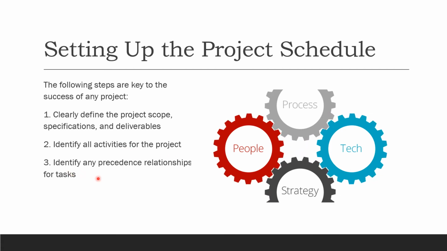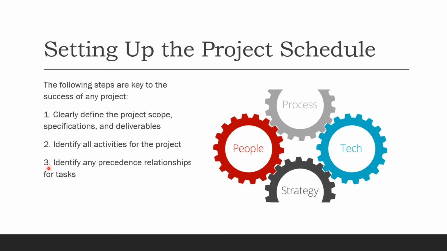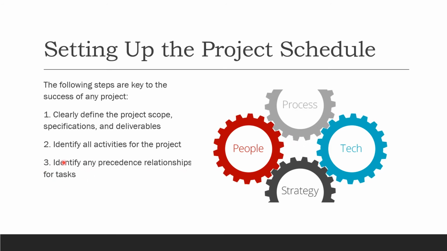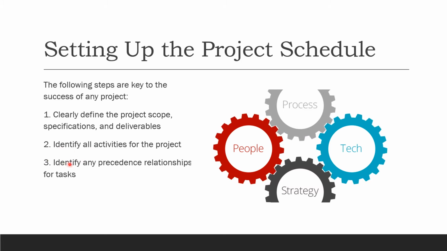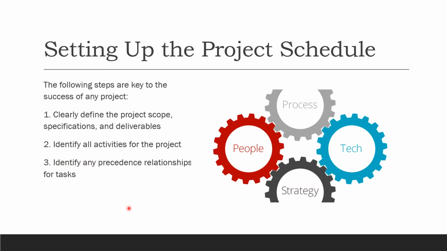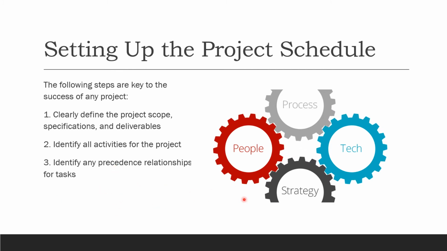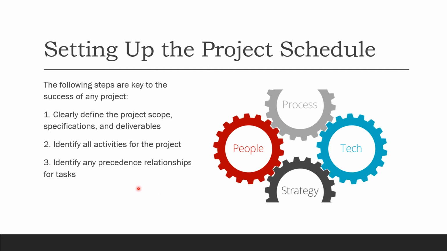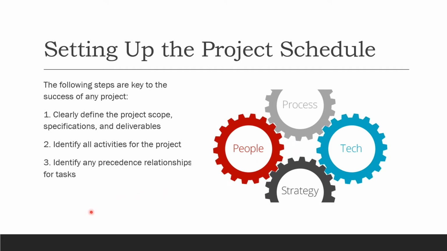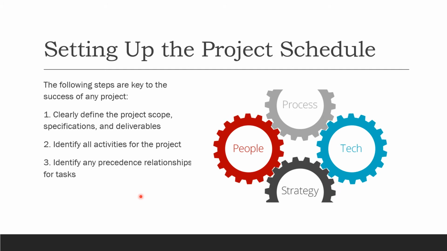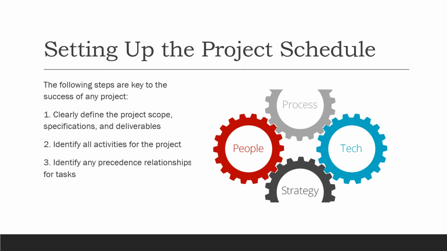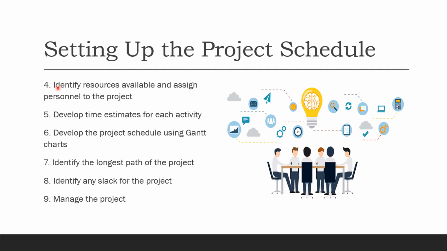Then you identify any precedence relationships for tasks. That's just a big word trying to tell you that you have to come up with each step. You have to know where you go. You have to know scope, specification, deliverables, activities, and then relationships for all of your tasks. So that's how we set up the project schedule. Continue: identify the resources, so that's your budget, and then assign the personnel, that's your people, who is going to do what on the project.